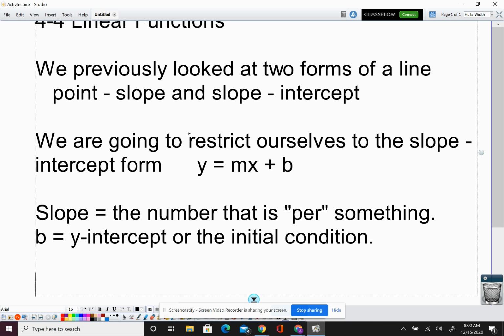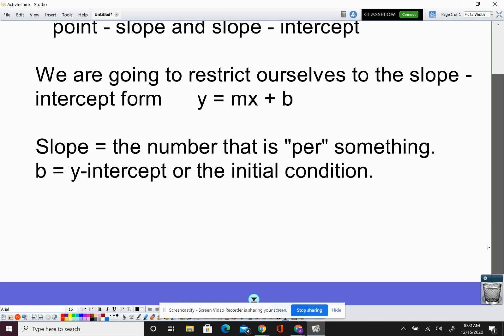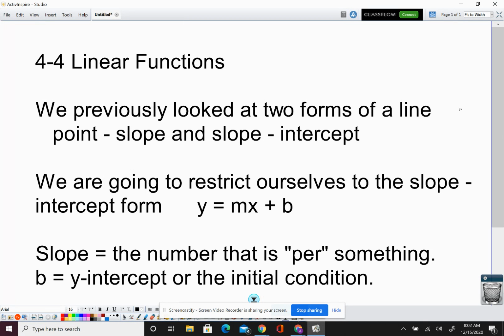All right, so we are going to look at linear functions. Now, we looked at some linear functions earlier this year, and that was in the last chapter. We looked at two forms of a line, the point slope and the slope intercept form. But we're only going to restrict ourselves to the slope intercept form. So we're going to be using the y equals mx plus b format for today's lesson.